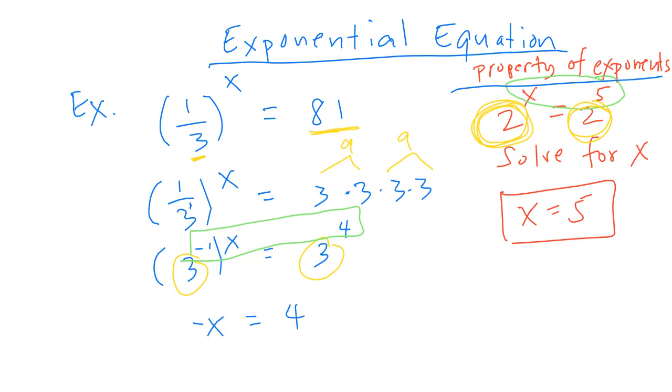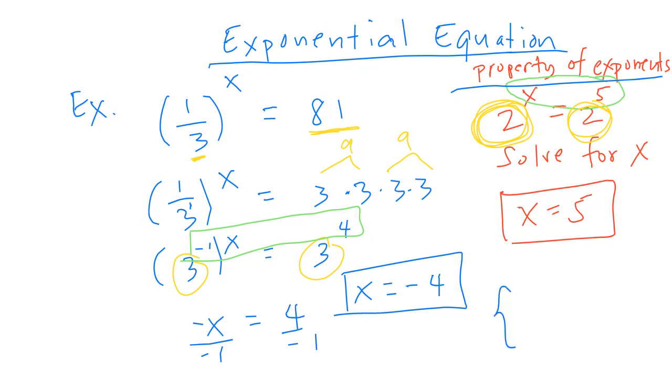Remember, you cannot have a negative variable as your final answer, so you get rid of that negative by multiplying negative 1 to the equation or dividing negative 1 on both sides. So therefore x here is equal to, so negative x divided by negative 1, that's how we get x there, positive x. 4 divided by negative 1 here, it gives you a negative 4. And that would be our answer there. In the solution set, we have negative 4.